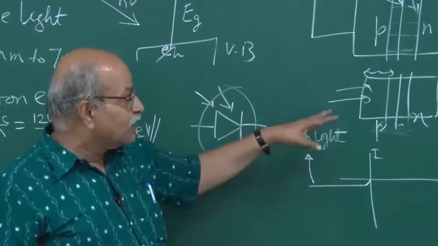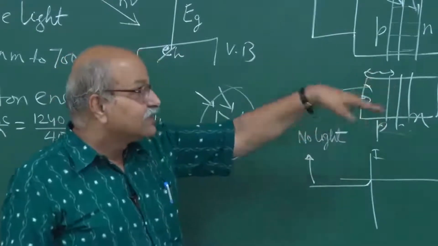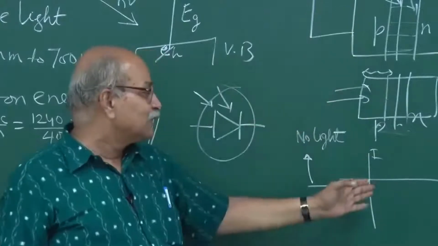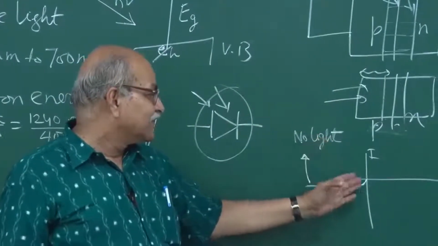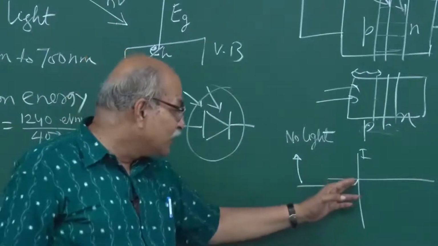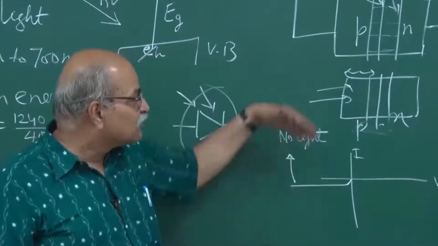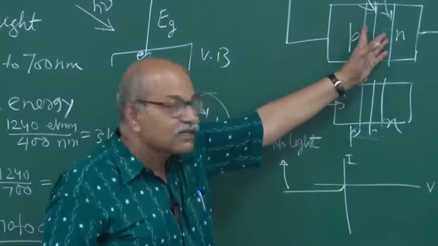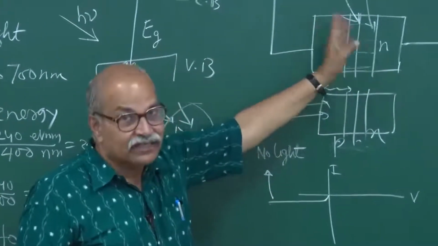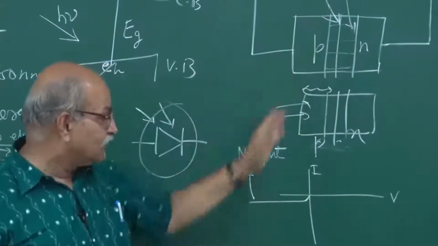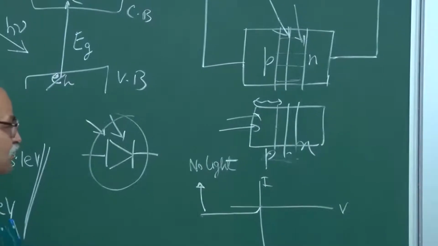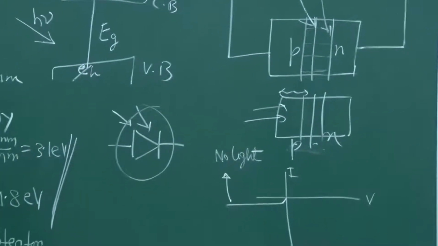But for a photodiode, since it is made in such a way that any light falling will contribute to the current, this graph that I am drawing here is assuming that it is only the contribution from that depletion layer, the minority carriers which are giving you that reverse current. So, that is this. What happens when I shine light on this?